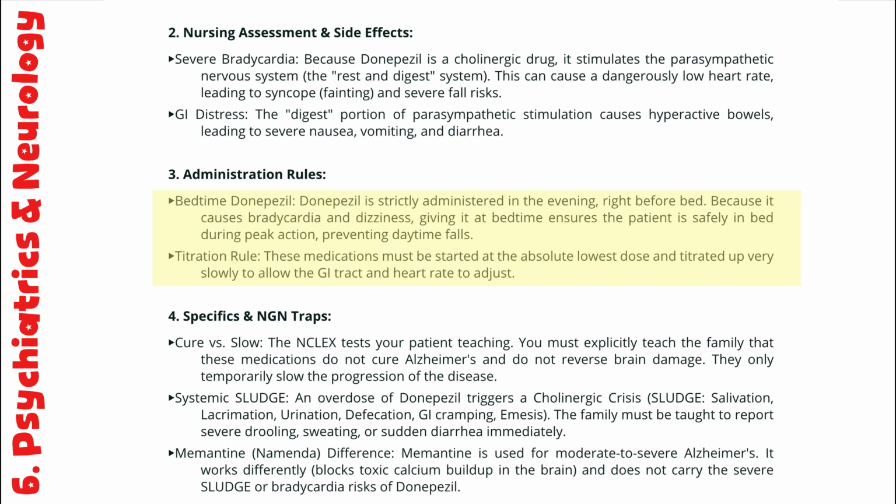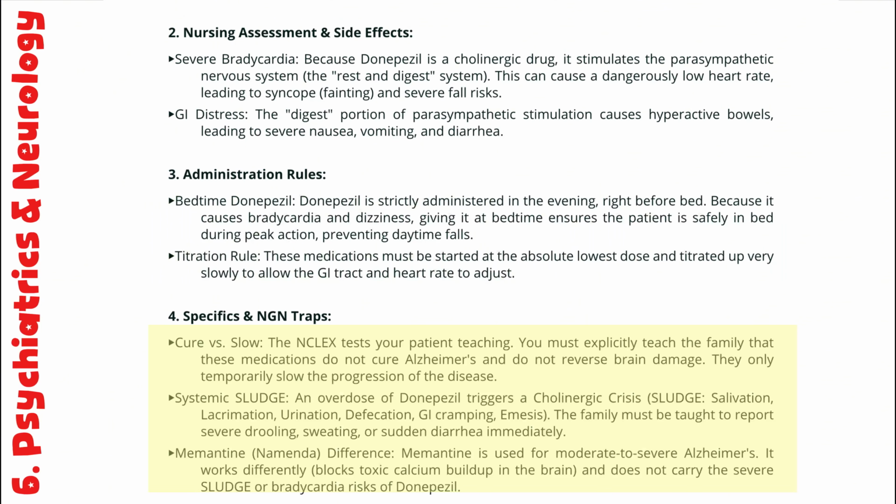Start low and titrate slowly. Teach families explicitly: this slows the progression of the disease. It does not cure or reverse it. Overdose triggers a cholinergic crisis, remembered as SLUDGE: salivation, lacrimation, urination, defecation, GI cramping, and emesis.